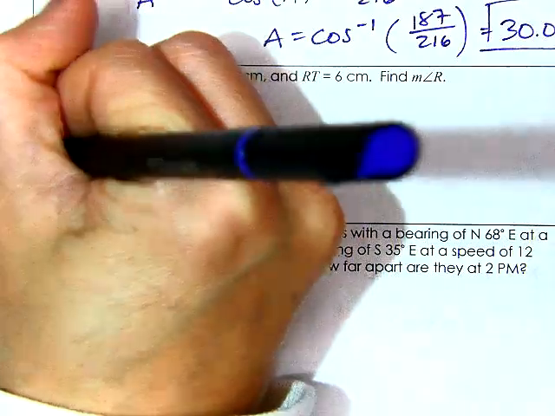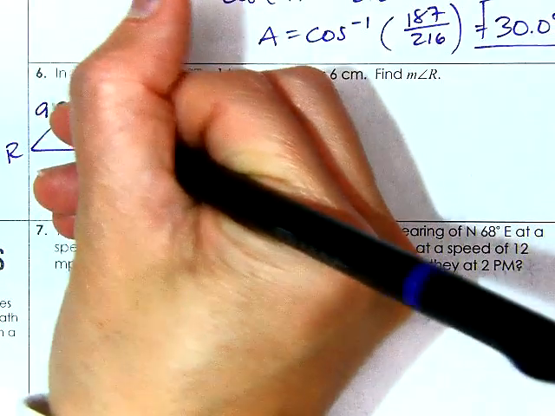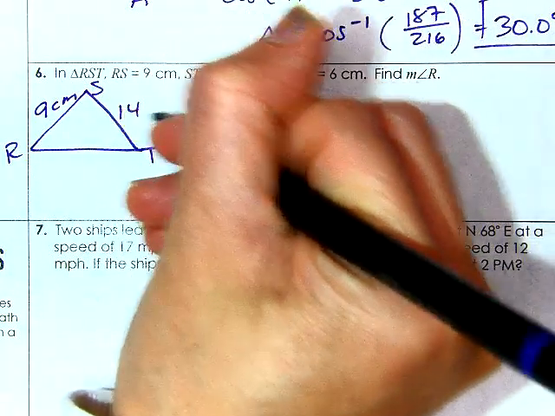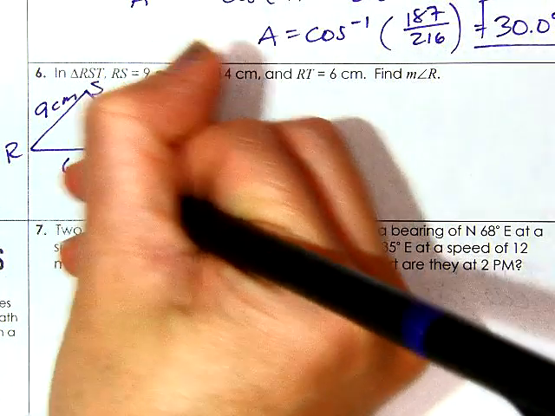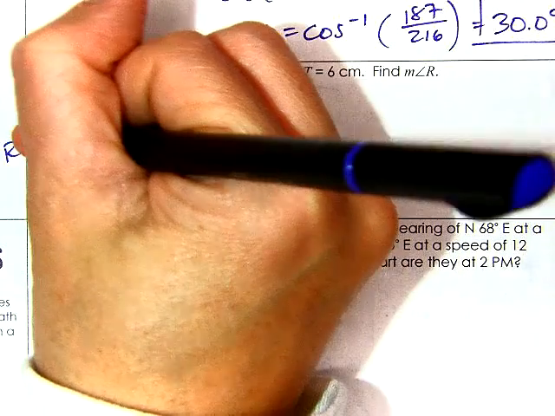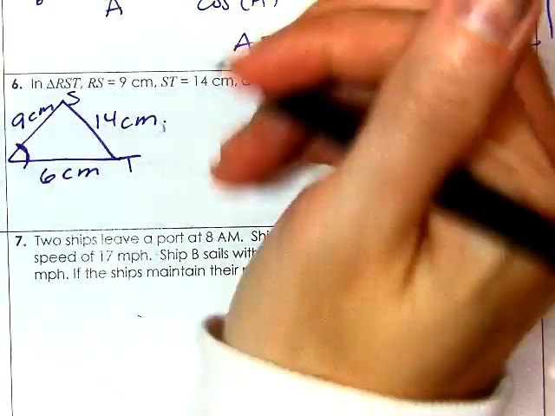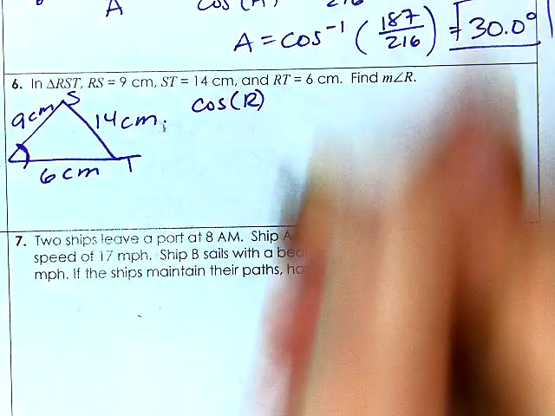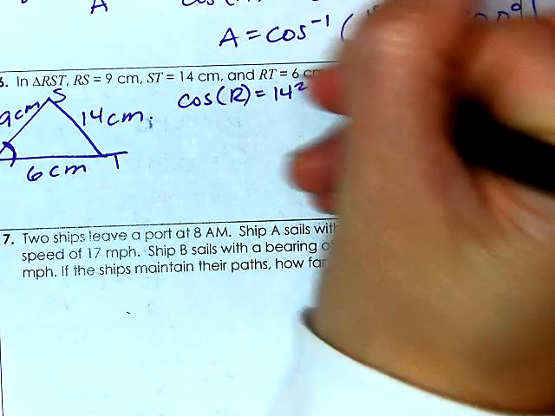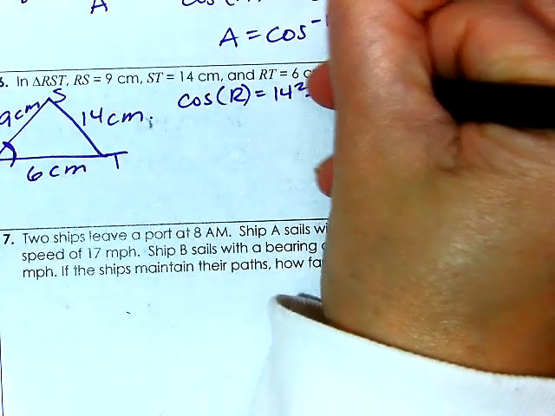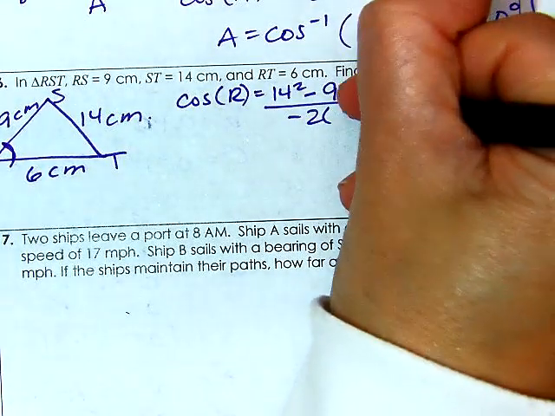So I have R, S, T. RS is 9 centimeters. ST is 14 centimeters. RT is 6 centimeters. And they want us to find the measure of R. I'm going to use R as my A. So I have that the cosine of R equals, and it's always the one across from it, so 14 squared, and then minus the square of the other two, over negative 2 times the ones you subtracted.